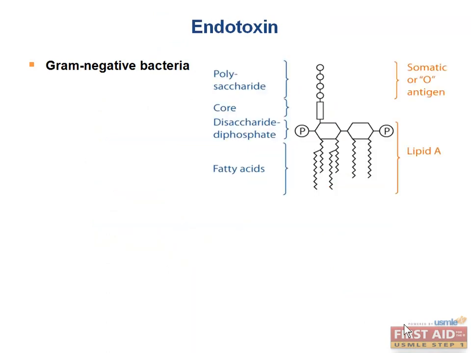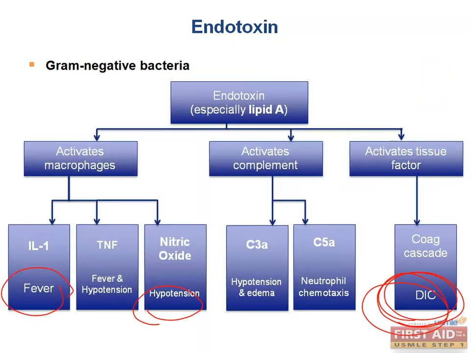The LPS endotoxin consists of a polysaccharide chain and a lipid moiety, which is usually lipid A. Lipid A can activate the release of IL-1, which causes fever, as we discussed. It also causes TNF-alpha, which causes fever and hypotension, as well as nitric oxide, which causes the hypotension seen in septic shock. As we've discussed, this hypotension is due to massive vasodilatation caused by these inflammatory mediators.